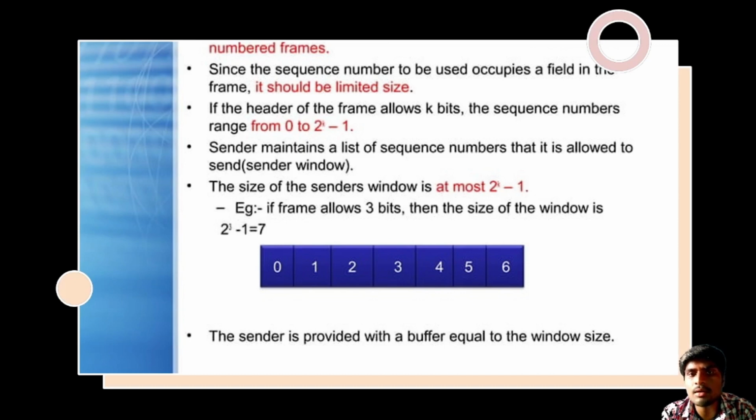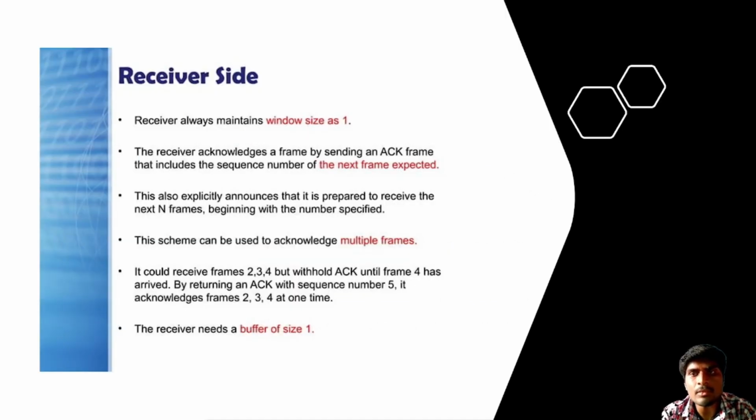Nothing but 2 power 3. We have 3 bits here, so 2 power 3 minus 1 equals 7. This is the size of the window. The sender is provided with a buffer equal to the window size. On the receiver side, the receiver maintains a window size of 1.